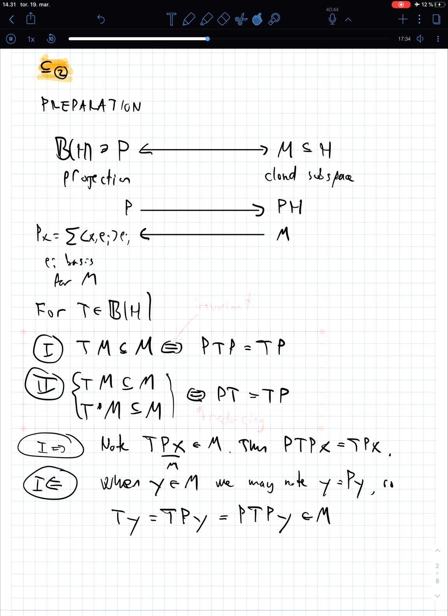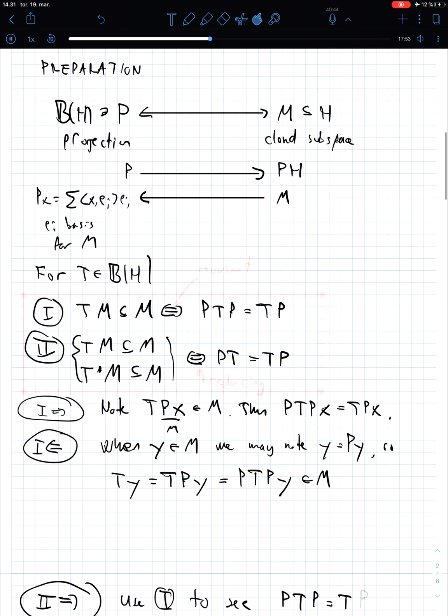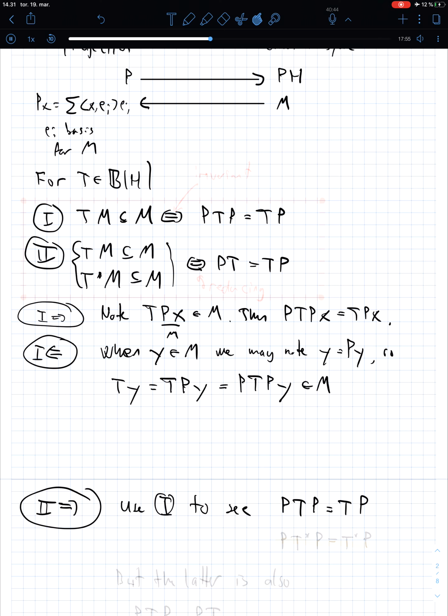What about number two? So number two, to go from left to right, we use 1 to see that PTP is TP, because I've assumed that TM is sent back into M. But I also now have the assumption that T star sends M back into itself, so I also have that PT star P is the same as T star P.